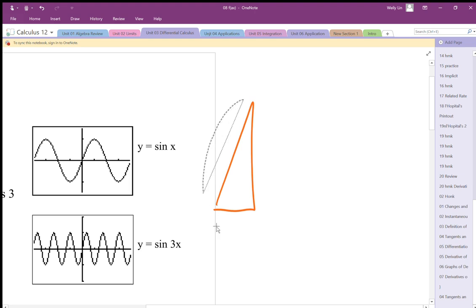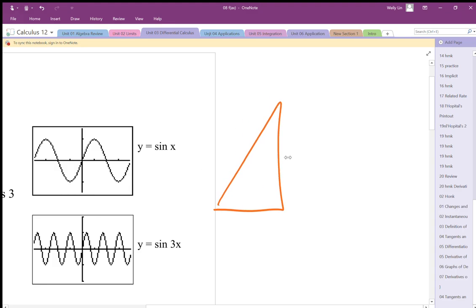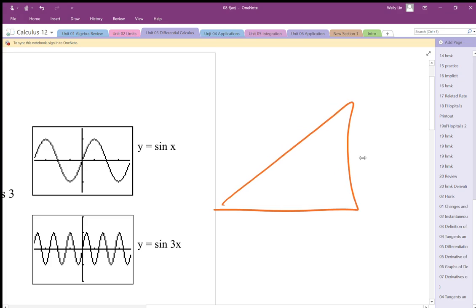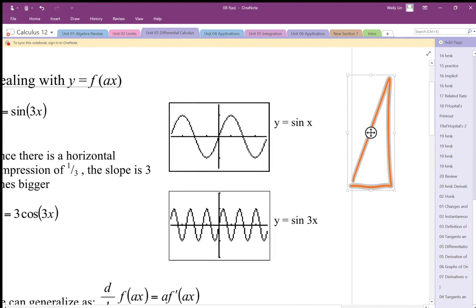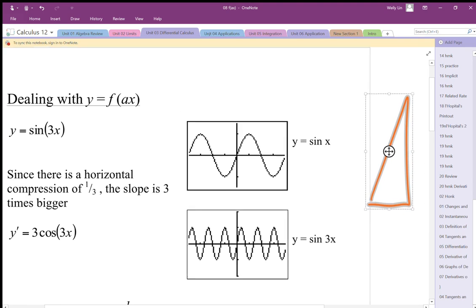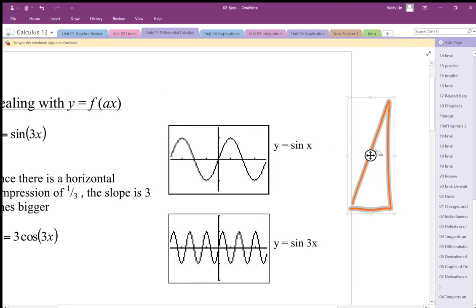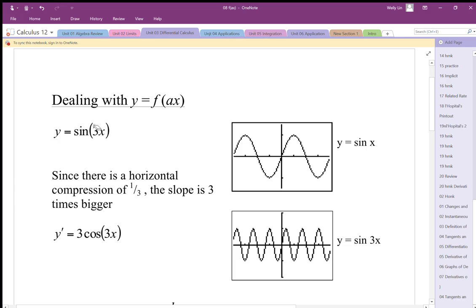The reverse happens if I horizontally expand it by 2. We'll have double the run, so we'll have double the number in the denominator. I'm going to have half the slope. So that compression factor is going to inversely affect the slope. Or sorry, it's going to directly affect the slope. A compression of 2 makes it twice as steep. So that's what's happening here. This compression of 3 has made this slope section compared to this slope section 3 times steeper.